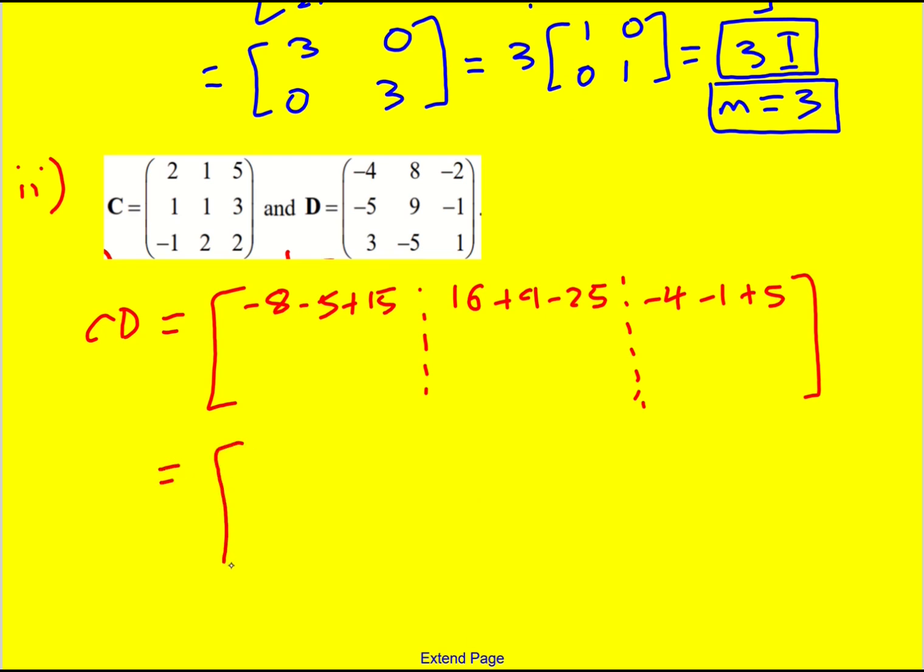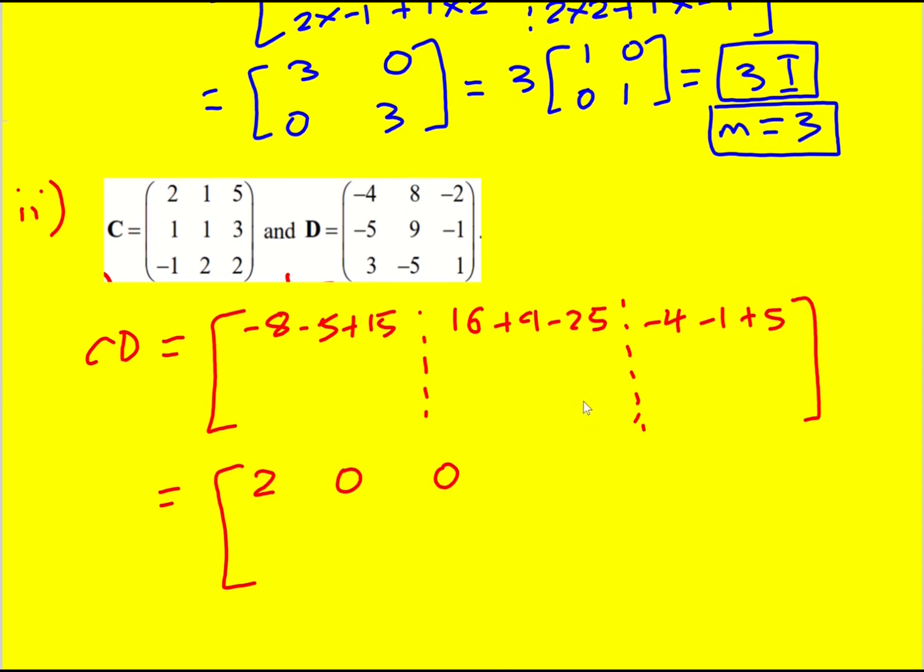It might actually be worth just simplifying it as we go. So for this one, I'm going to end up with 2, and then 0 and 0. So that's good because, remember, we're trying to get a multiple of the identity. And you can almost see that now we're just going to get 2 times the identity, but I'm going to still go through the process.